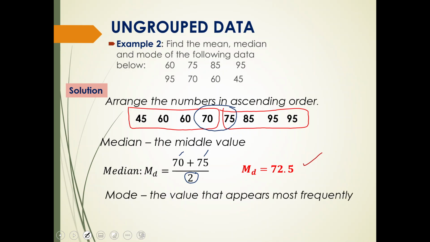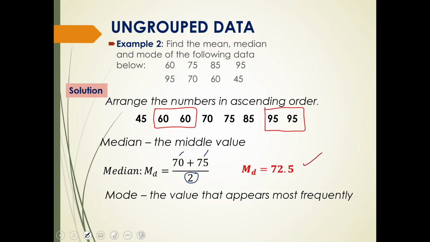Now, to get the mode, this is the value that appears most frequently, the data with the highest number of appearances. So now, we check our data. Now, 60 here occurred twice. On the other hand, 95 also occurred twice. So your mode is 60 and 95. So 60 and 95 are your modes.